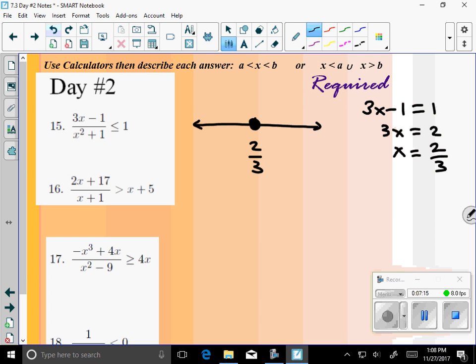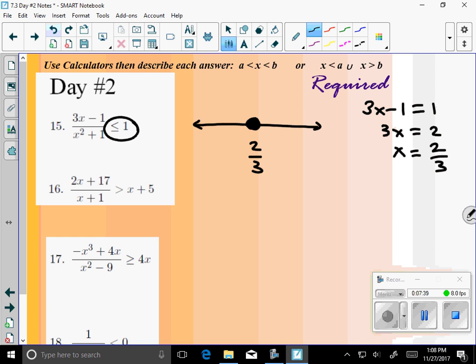Okay, so what should we do next? I want to know where this function will be less than or equal to 1. So I know where it's equal to 1. It's equal to 1 at 2/3, but I want to know, is it less to the left of that point or to the right of that point? So I'm going to pick nice numbers. What's a nice number I could pick to the right of 2/3?